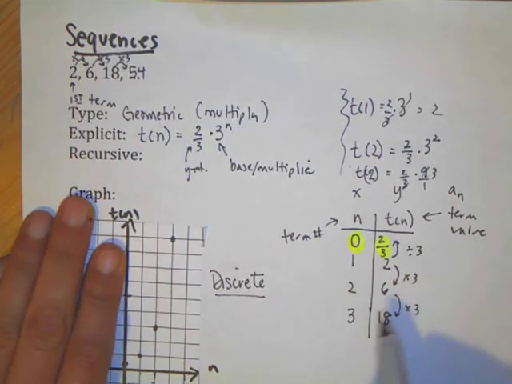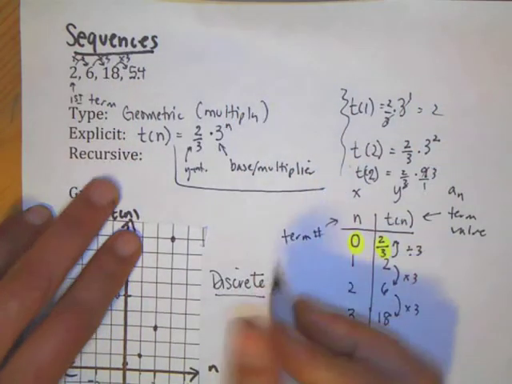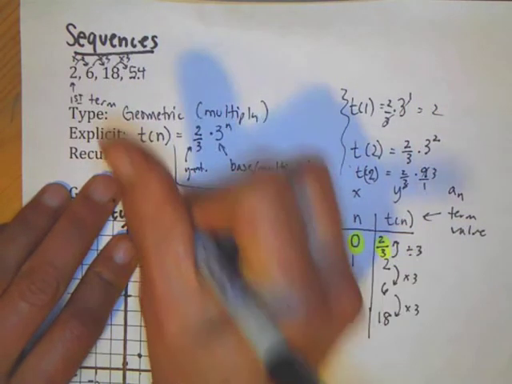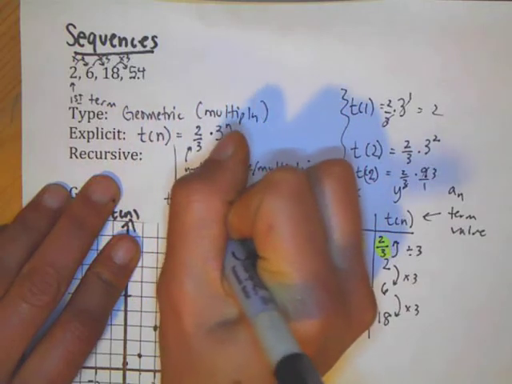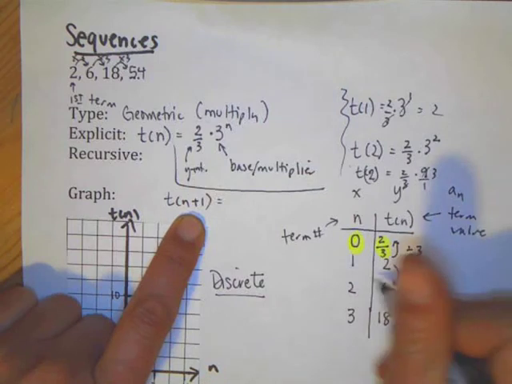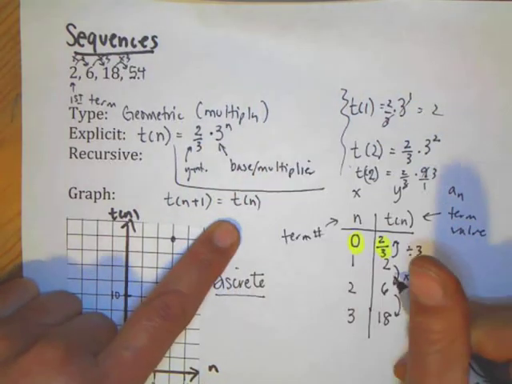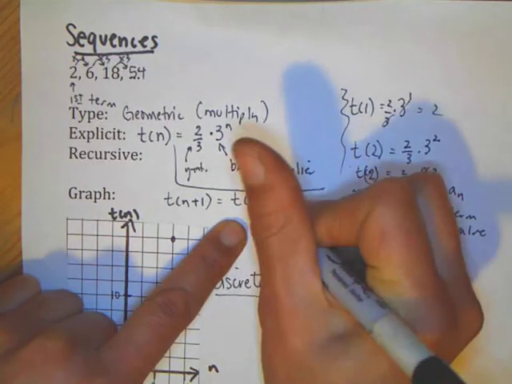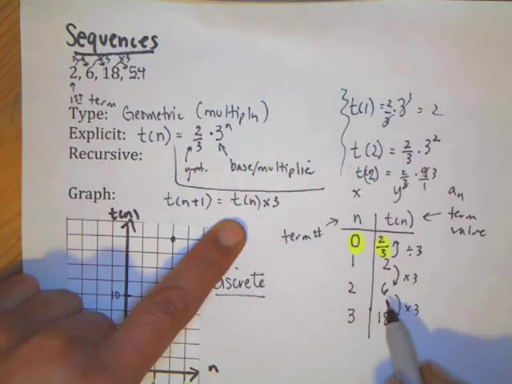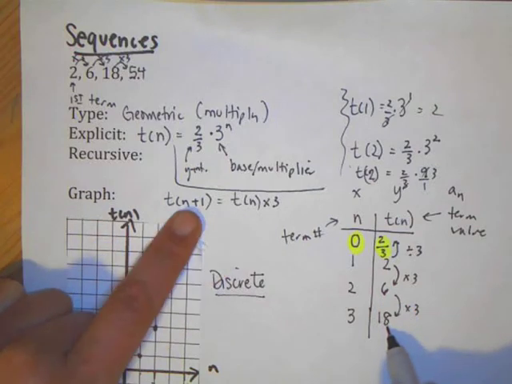Now, recursive equation is how do you go from one term to the next term? So I'm going to find the next term, t to the n plus 1. The way that I do that is I take one term, like t to the n, like 2, and I multiply it by 3. I could take this term, 6, and multiply it by 3 to get the next term.